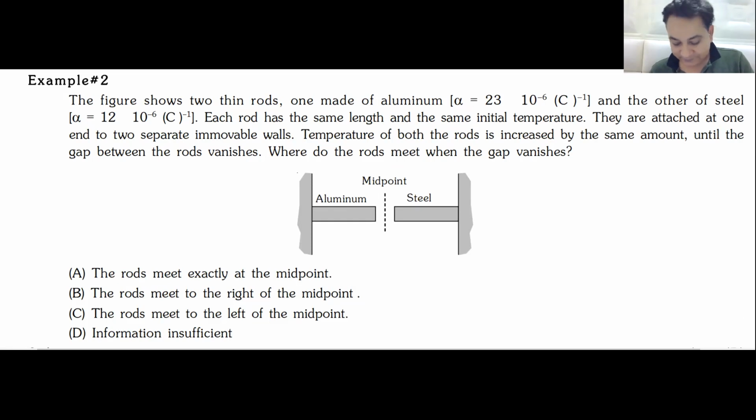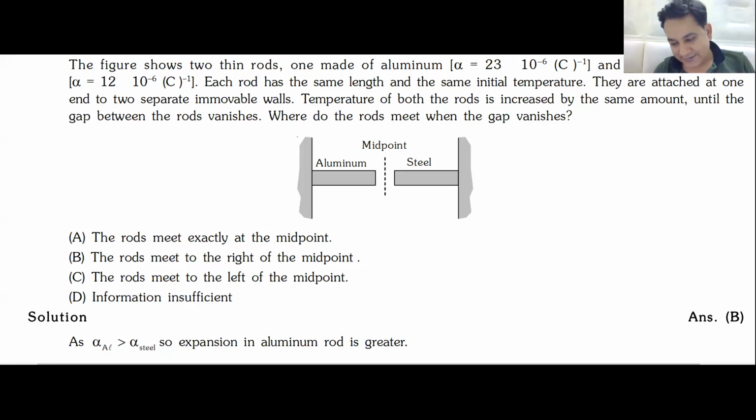Yes or no? They are attached. Yes, sir. Wait, sir. Where will the rods meet? A simple question. D. And the answer is, it will meet to the right of the midpoint. Aluminium will expand more, na, sir. Yeah, that is why aluminium will come here. Yes or no? Then it is. Yes, sir.